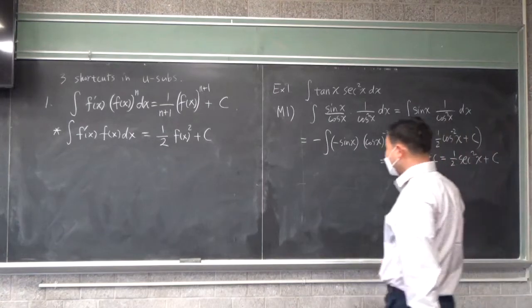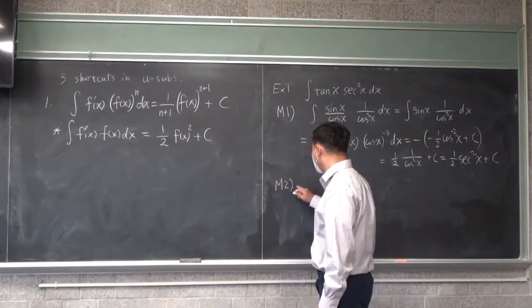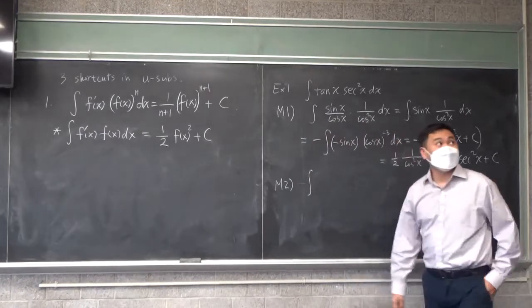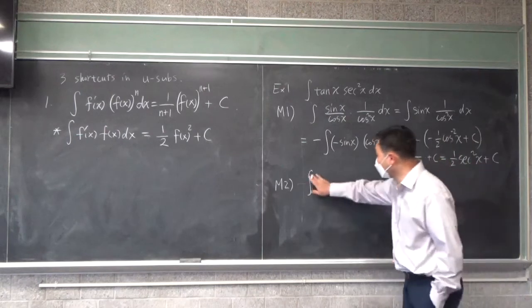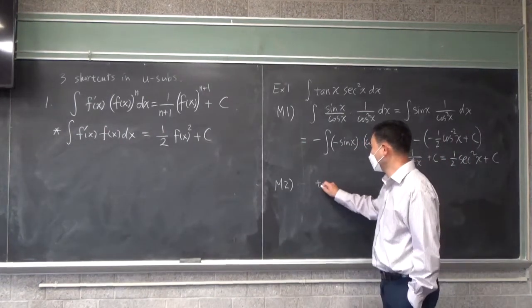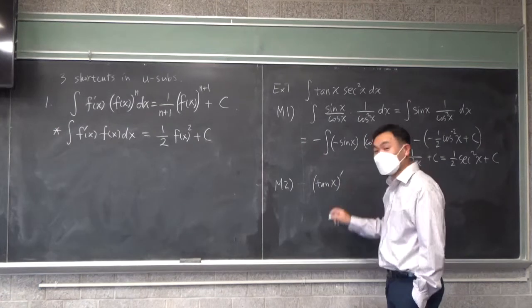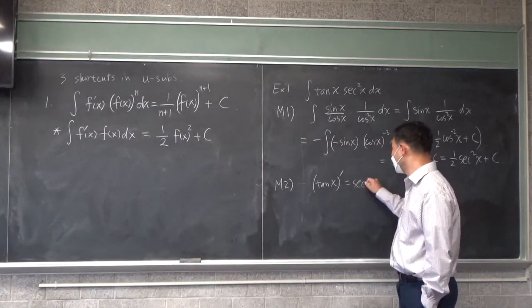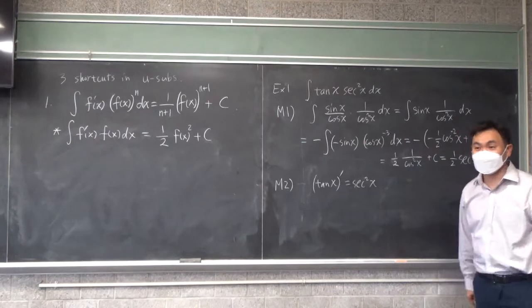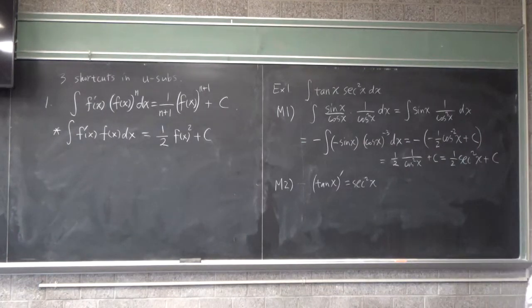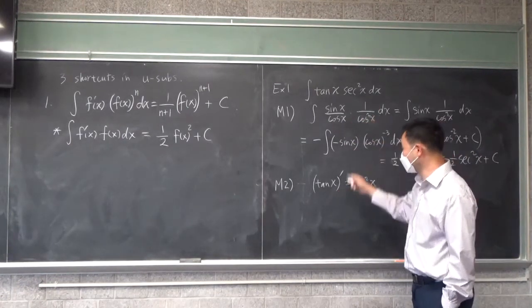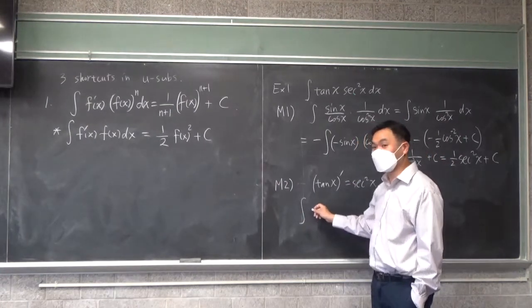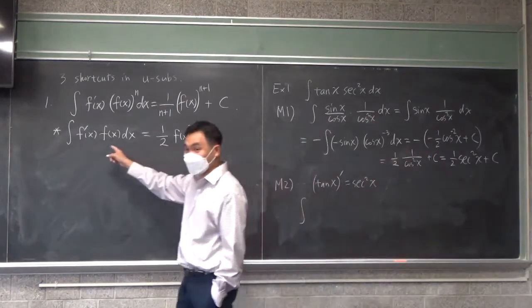But here's a quicker method, method 2. If you have noticed that tangent prime is secant squared, so if you differentiate tangent, you get secant squared. Now, a person that knows this has an unfair advantage over the other person who doesn't know it, because this immediately tells you what form this is. This is like the function times its derivative, which is exactly this one, right?